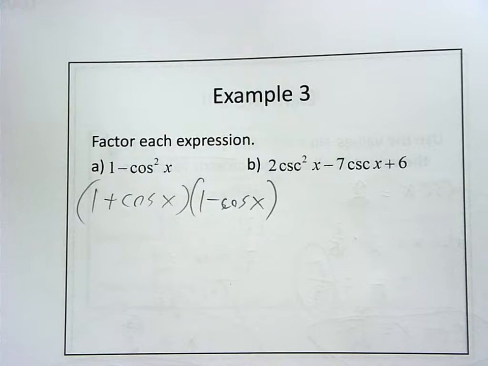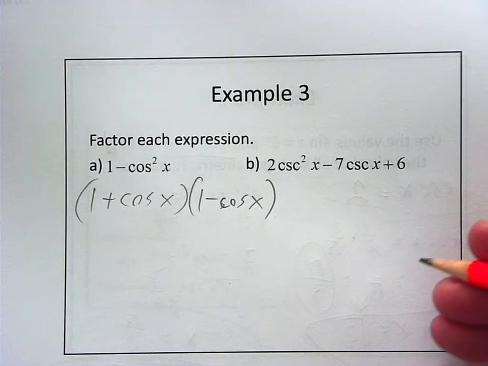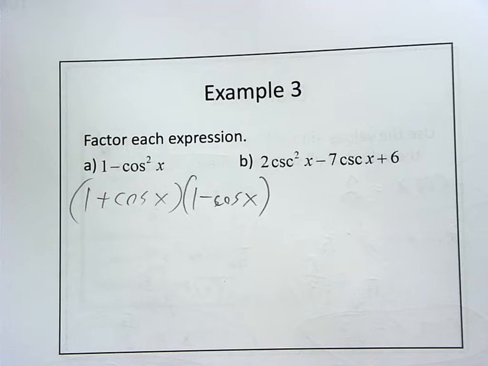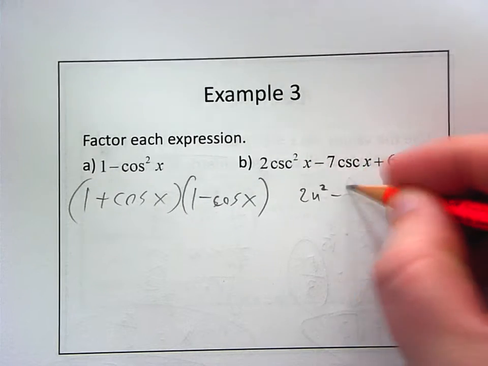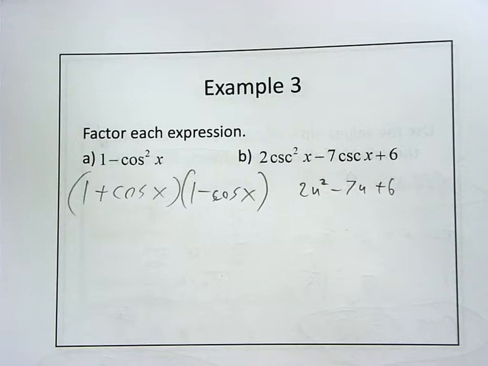Now the next one, it's kind of easier to see that it's a quadratic, but it can be really annoying to work with because of it. Because I can see 2 times something squared minus 7 times something plus 6. So what I usually do in a circumstance like this is I replace the something, the trig function. If I replace that with a u, I get 2u squared minus 7u plus 6. Now that's a lot easier to look at and factor than have to deal with all the other stuff.